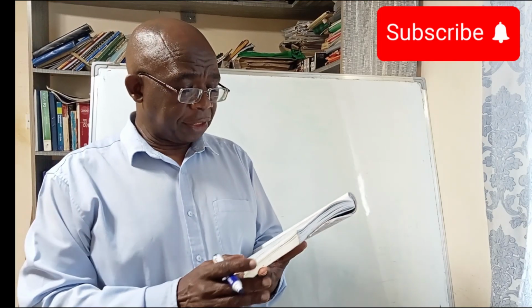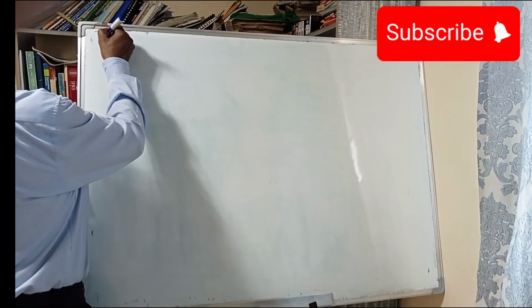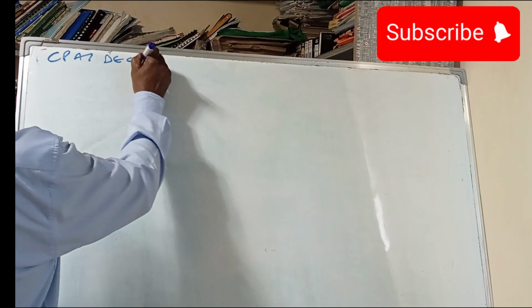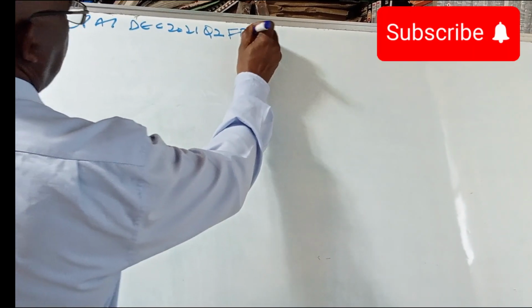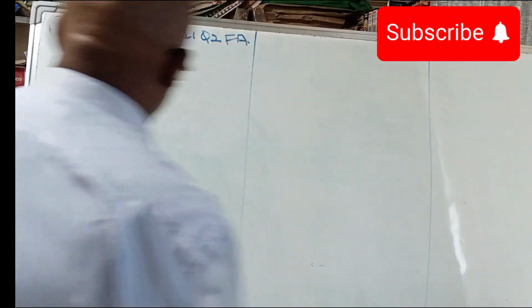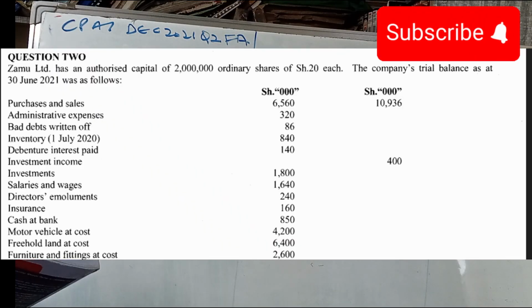Hello students. Today I want us to solve a past paper question. I want us to solve a CPA 1, December 2021, question 2, financial accounting, on company accounts. The question reads, Zambia Limited has an authorized capital of 2 million ordinary shares of shillings 20 each. The company's balances as of 30th of June 2021 was as follows.